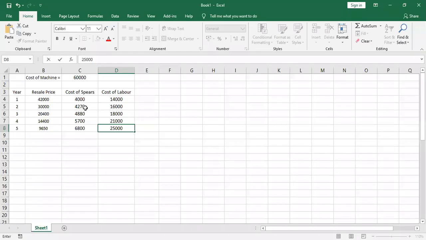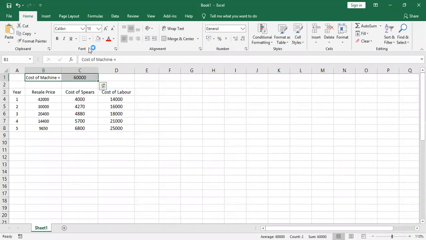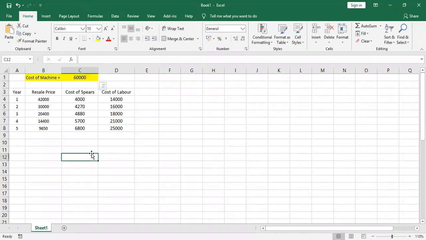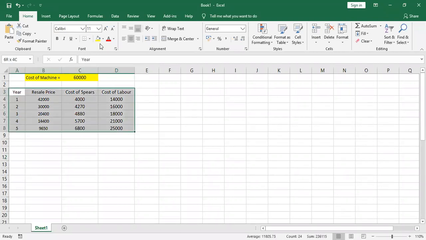The cost of the machine which is given is 60,000 rupees. That means we purchase a machine that costs 60,000 rupees, and the life of that machine is 5 years, which is given. And this is the resale price.